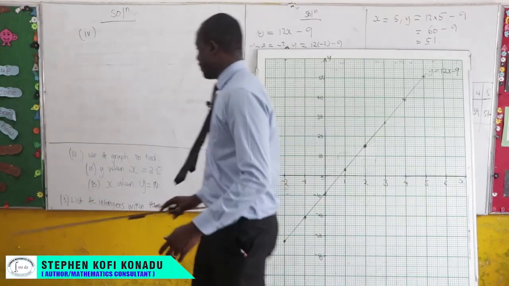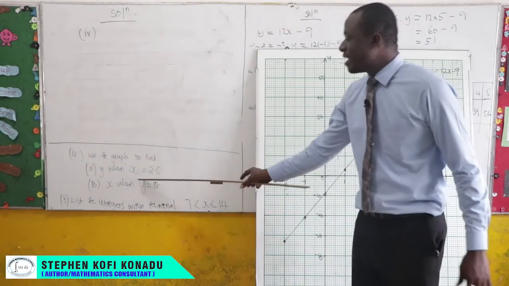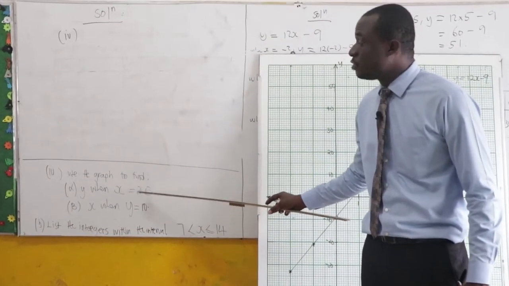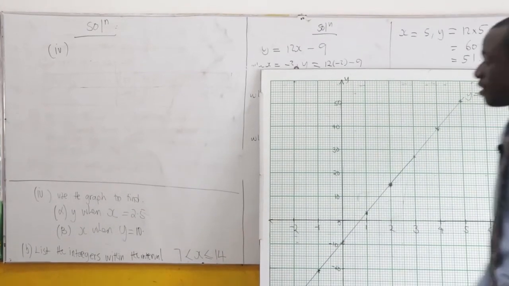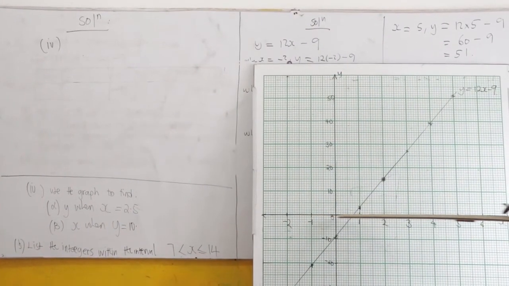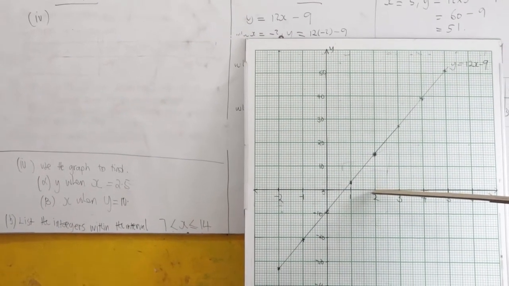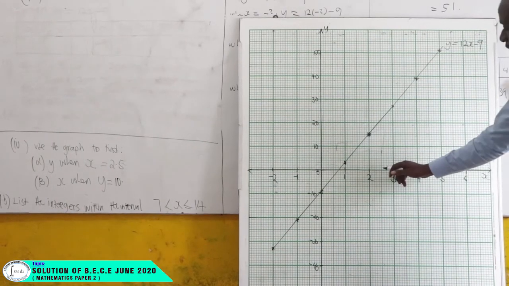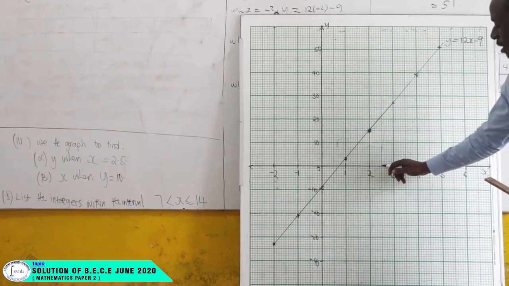Now let's see what the next question is saying. Use the graph to find y when x is 2.5. So we are going to use the graph. You're not supposed to substitute into the equation. Find y when x is 2.5. Now this is our x-axis, and 2.5 is after 2, 2.1, 2.2. So we want to find the value of y when x is 2.5.